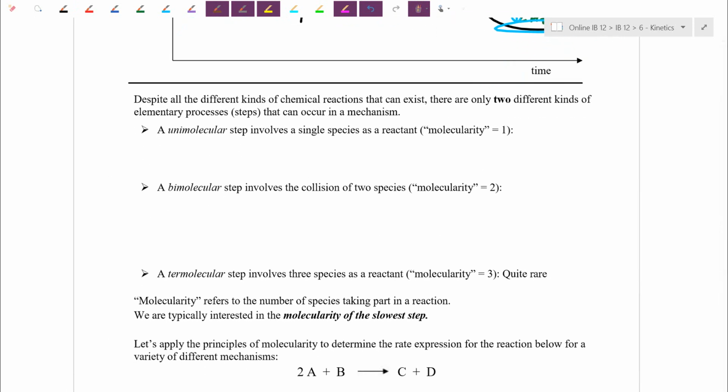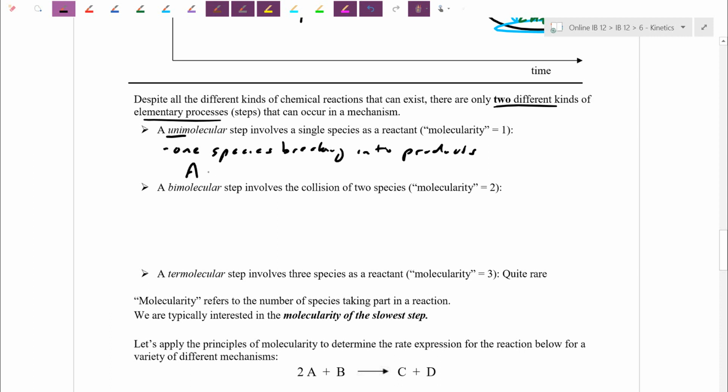Despite all the different kinds of chemical reactions that can exist, like the one that we just looked at, there are actually only 2 kinds of basic steps, 2 kinds of basic processes. One of them is referred to as a unimolecular process. A unimolecular, also called molecularity 1, essentially this involves one species breaking into any number of products, 3 products, 5 products, okay? One thing, right? So A just breaking off to become B and C.